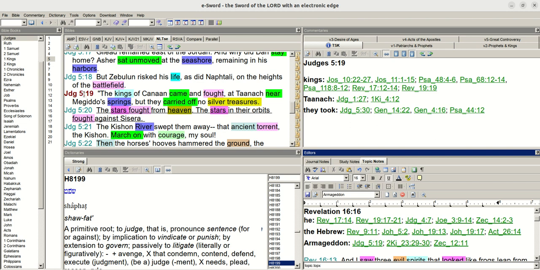So we go to Judges chapter 5. The kings of Canaan came and fought in Taanach near Megiddo Springs, but they carried off no silver treasures.